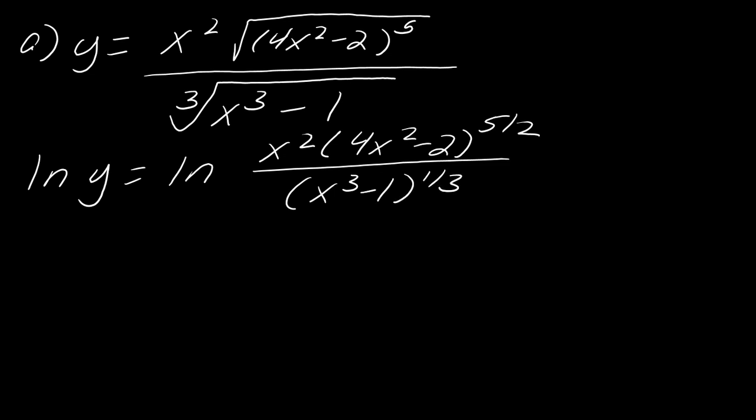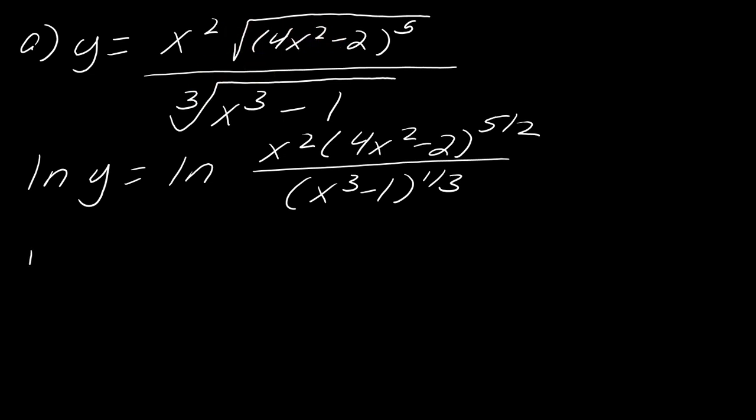Okay, so I take the natural log of each side, and the reason that I do that is it allows me to break up all of this. I'm going to make my life way easier by breaking this up into pieces, because otherwise you have to use the product rule and the chain rule and the quotient rule. Oh, it's just too much. It's really too much.